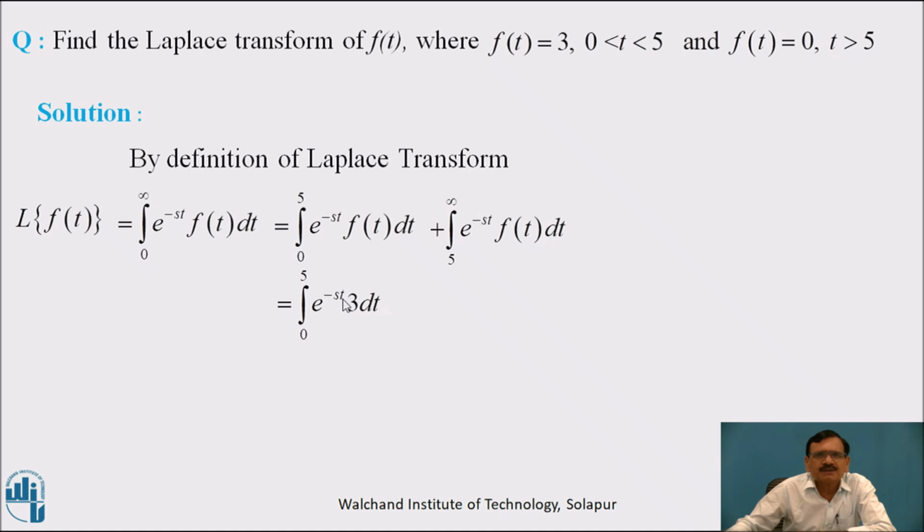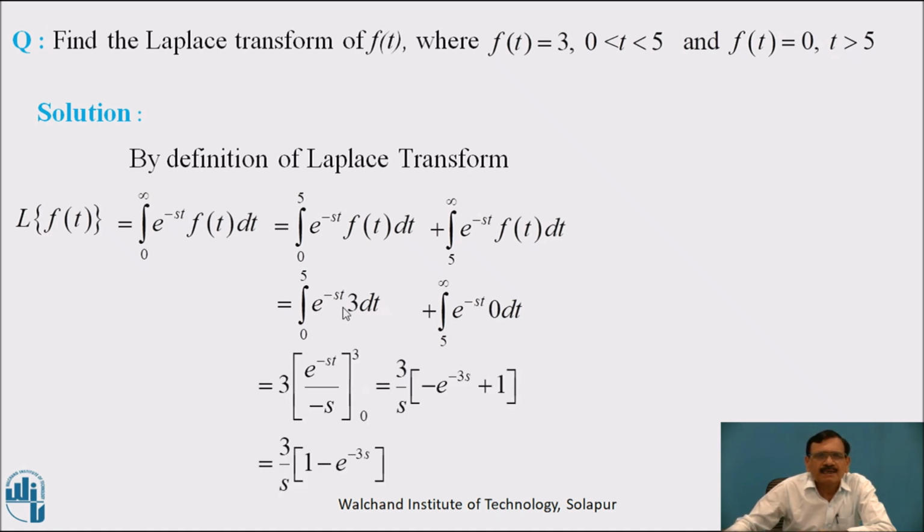which is equal to integration from 0 to 5 e raised to minus st, and here f of t is 3 in the limit 0 to 5, that is e raised to minus st into 3 dt, plus integration from 5 to infinity e raised to minus st, and when t is greater than 5 f of t is 0.